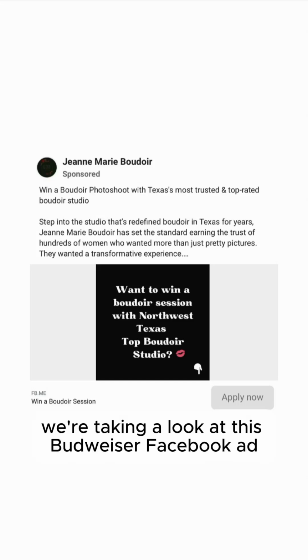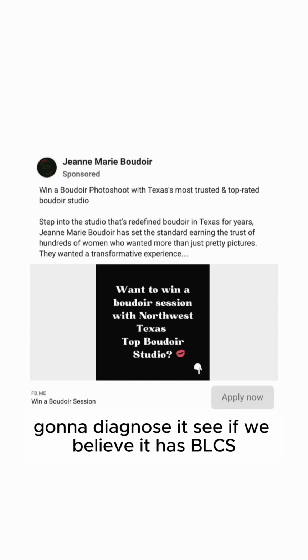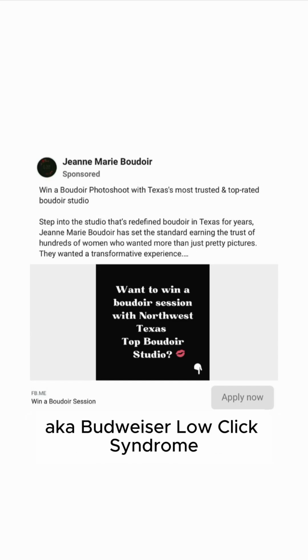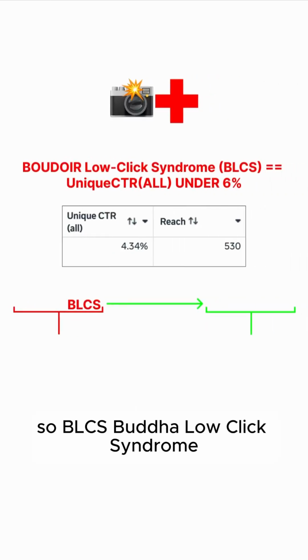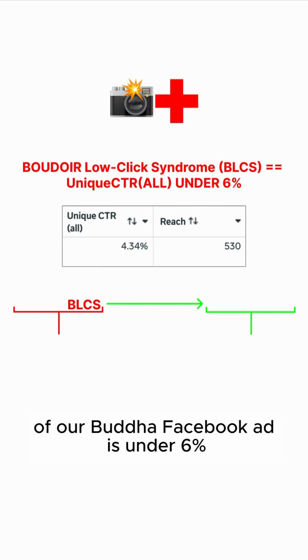All right, y'all, we're taking a look at this Boudoir Facebook ad. Gonna diagnose it, see if we believe it has BLCS, aka Boudoir low click syndrome. So BLCS, Boudoir low click syndrome, is when the unique CTR all of our Boudoir Facebook ad is under 6%.